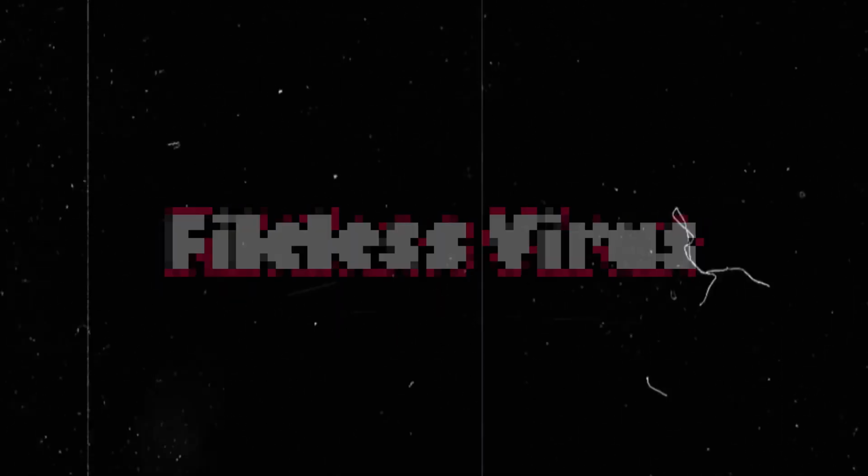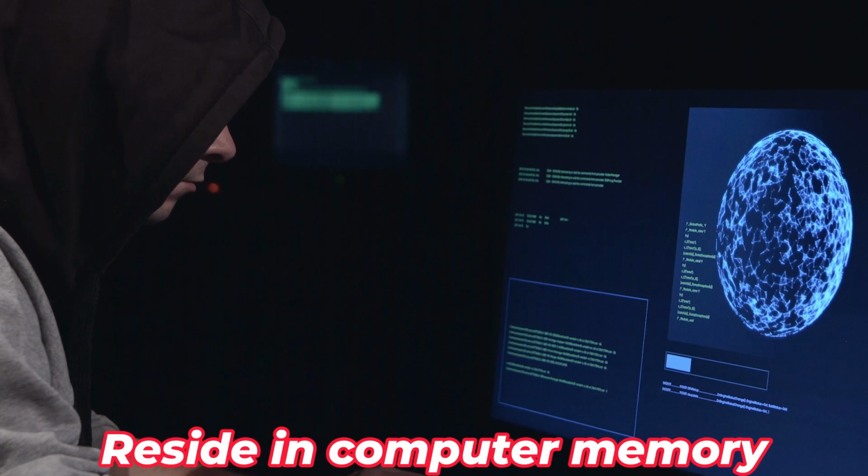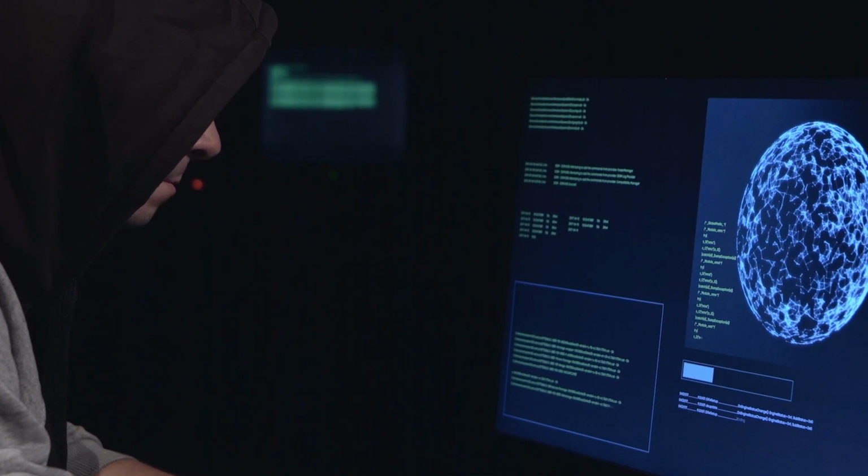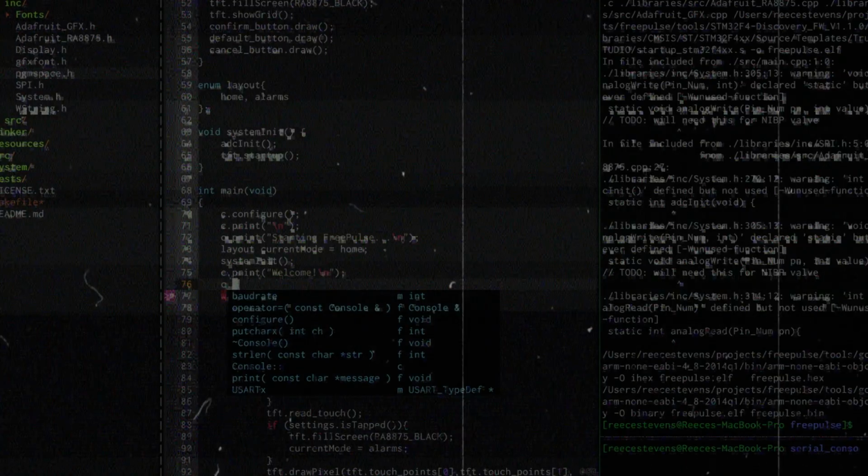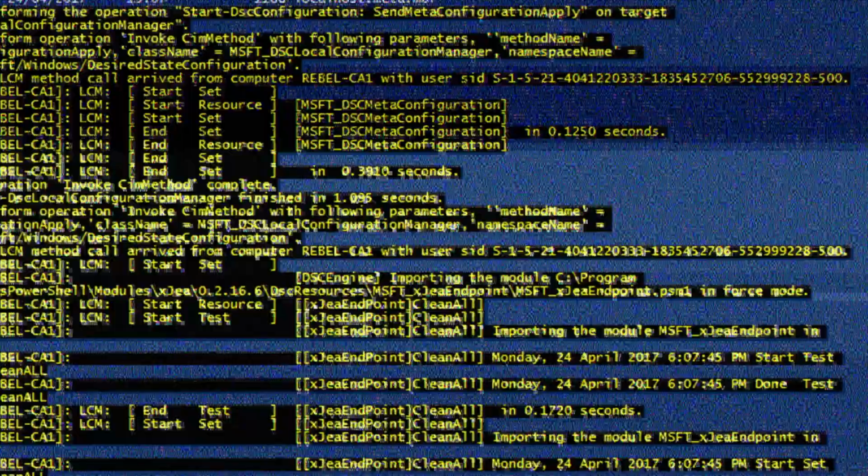Fileless virus. Fileless viruses reside in computer memory and don't leave behind traditional file traces. Symptoms of a fileless virus attack may include unexplained system crashes, unusual network traffic, and unexpected changes in system behavior.